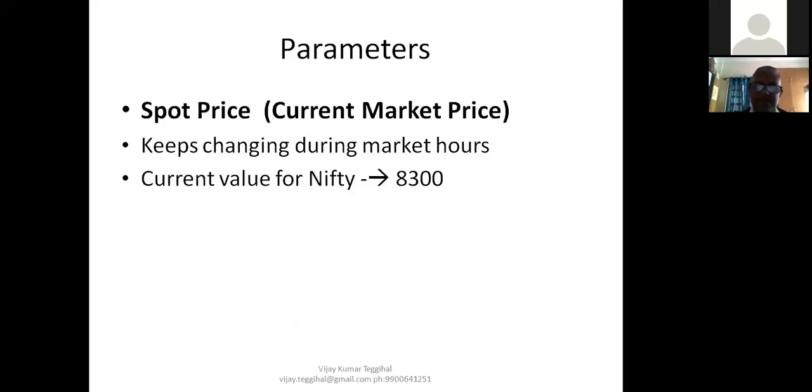All right. So based on this, we know the Nifty spot price keeps changing during the market hours. This slide was prepared some time back. So for the sake of understanding, let us assume the current value of Nifty is 8,300.